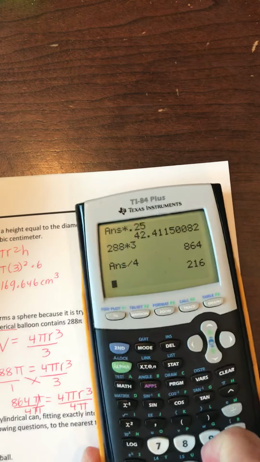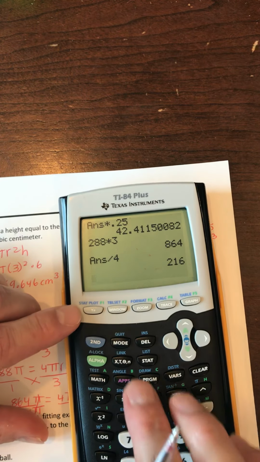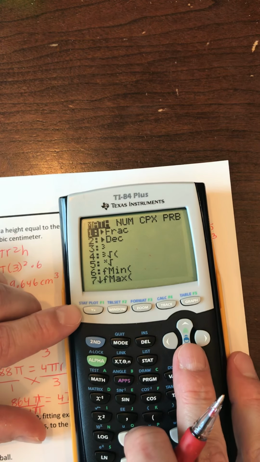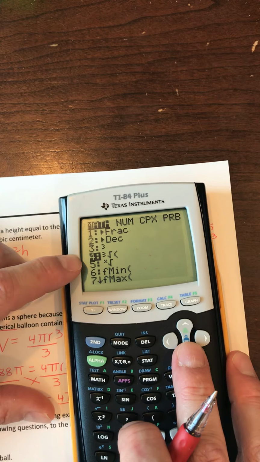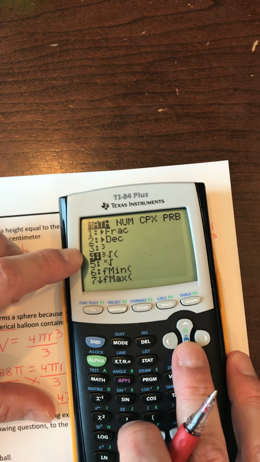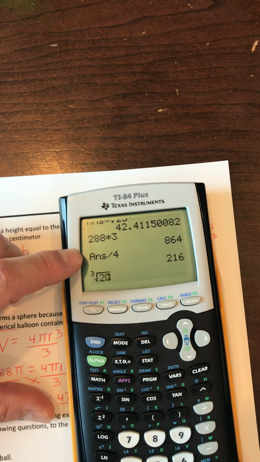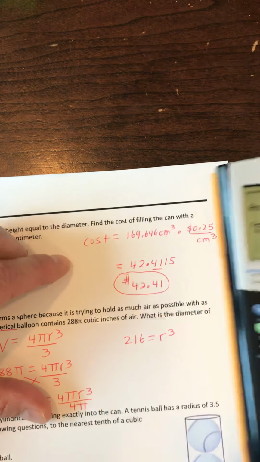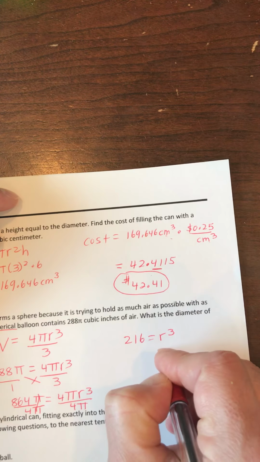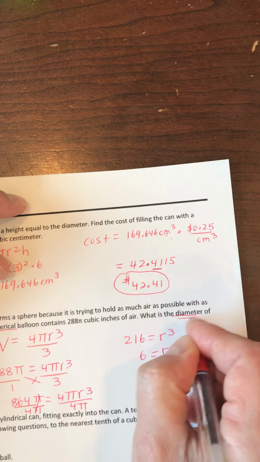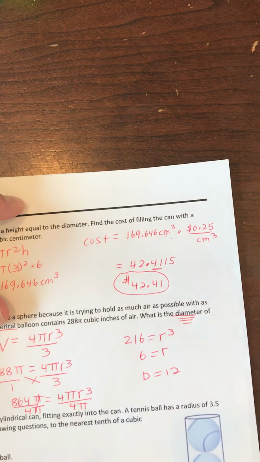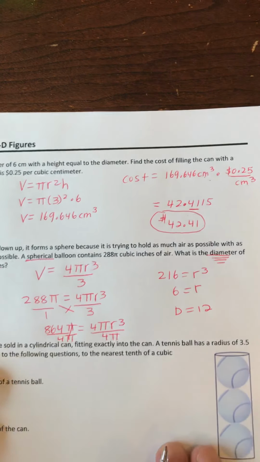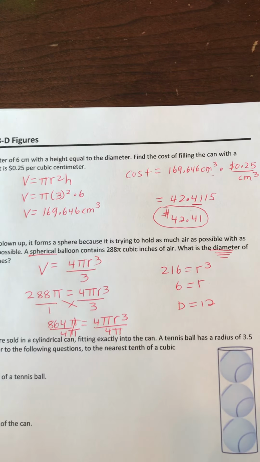And then I could do something called cube root. If you go math in your calculator, you go down to right here. It's got the little 3 for the index. Number 4, that's cube root. Type in your 216. You get 6. But the question says, what is the diameter? So we know our diameter is 12. I want to do one more question with you, and then I'll have you try some.